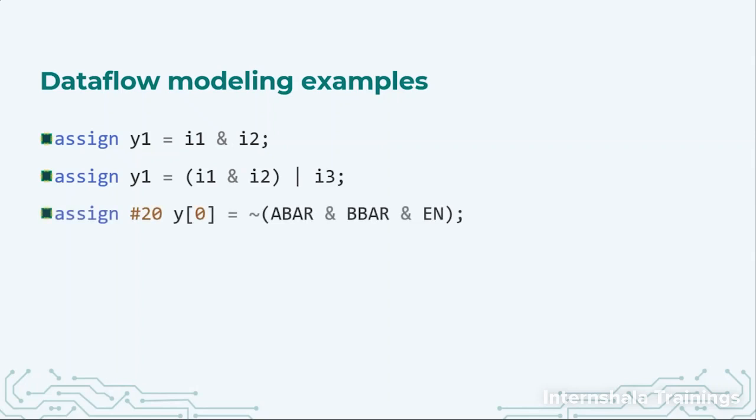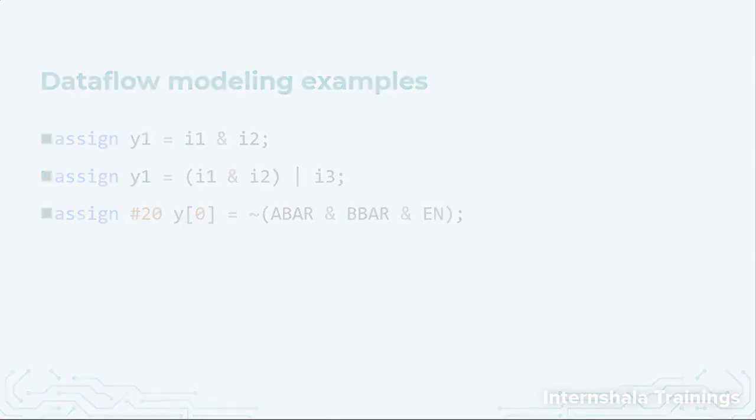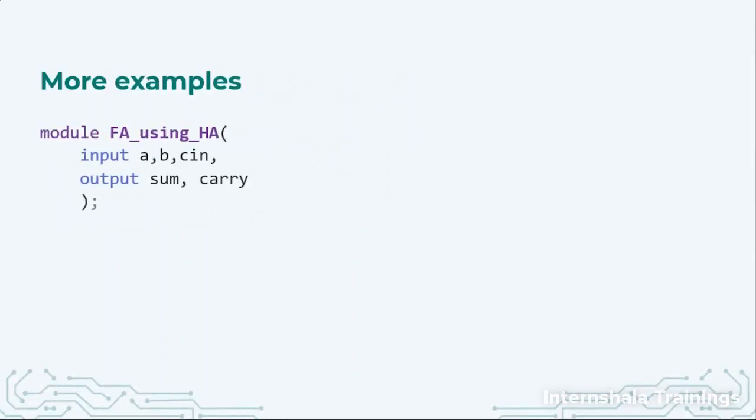Similarly, you can see that at a delay of 20 units, we are assigning the 0th location of variable y as the complement of a bar and b bar and enable. So we can use multiple gates in a single assignment. We can also use other kinds of assignment, which we will discuss throughout this training program. So let us have one more example.